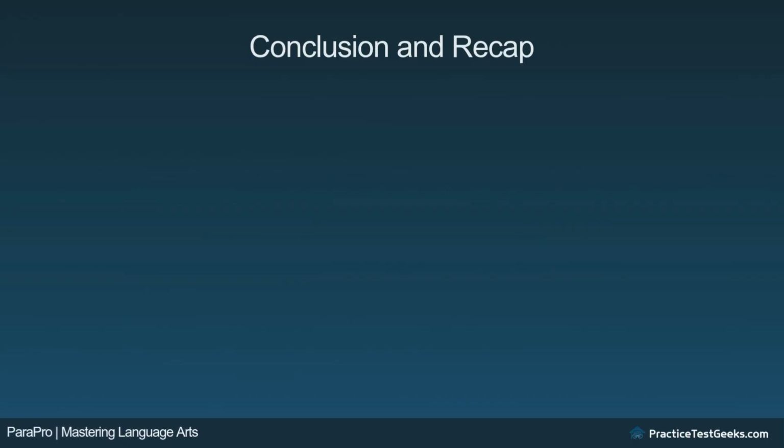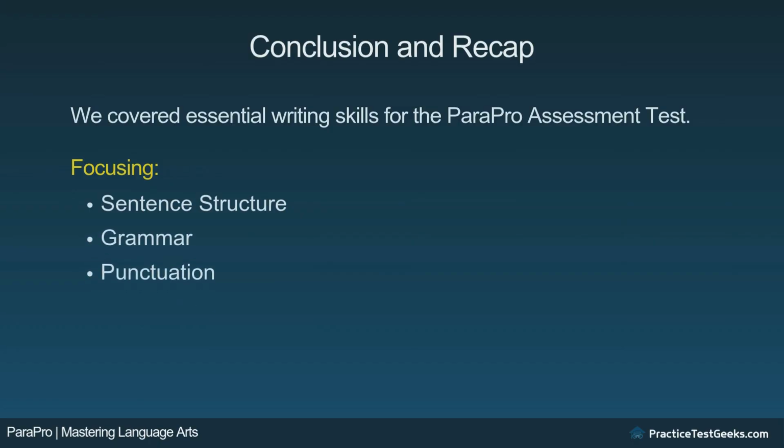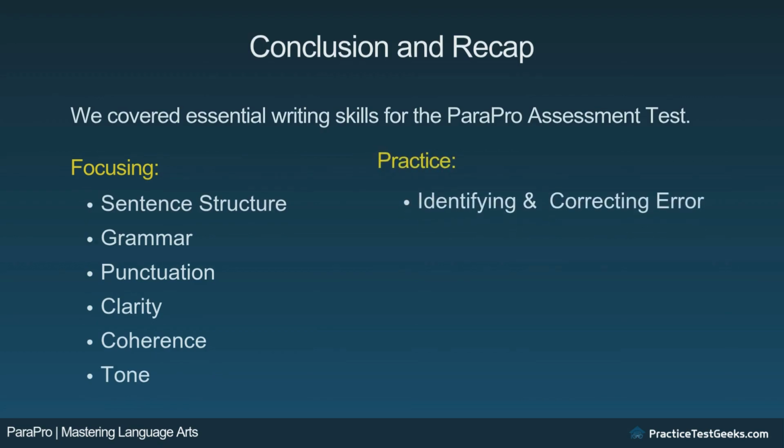Conclusion and recap. In this lesson, we covered essential writing skills for the ParaPro assessment test, focusing on sentence structure, grammar, punctuation, clarity, coherence, and tone. We also practiced identifying and correcting errors and refining writing to ensure clarity and professionalism. Mastering these skills will improve your performance in the writing section of the test.